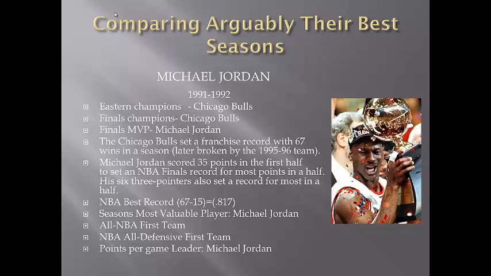They set a franchise record with 67 wins in a season. It was later broken by the 95-96 team. That was at, I believe, 72 wins and 10 losses, if I remember correctly. Jordan scored 35 points in the first half to set another NBA Finals record for most points in a half. He had 6 3-pointers, also a record for most in a half.